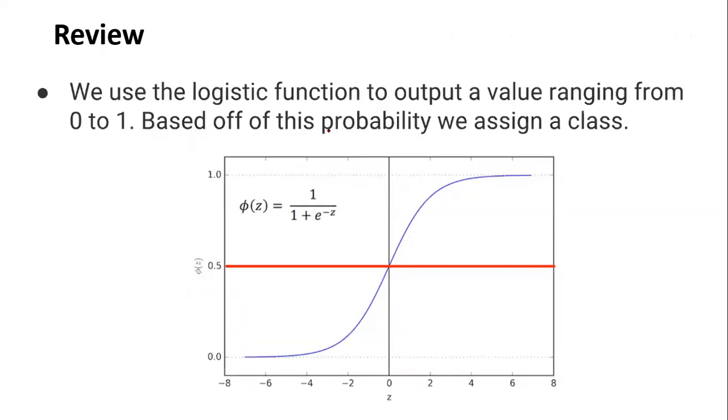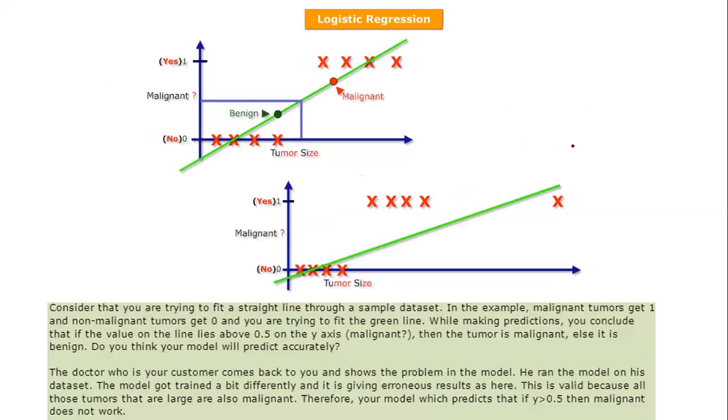So we use the logistic function to output a value ranging from 0 to 1, and based on this probability, we assign it to a class. So we use the logistic function for classification: whether a spam email or a ham email, whether a boy or a girl, whether a cat or a dog, whether a loan should be approved or not, pass or fail. That is binary classification.